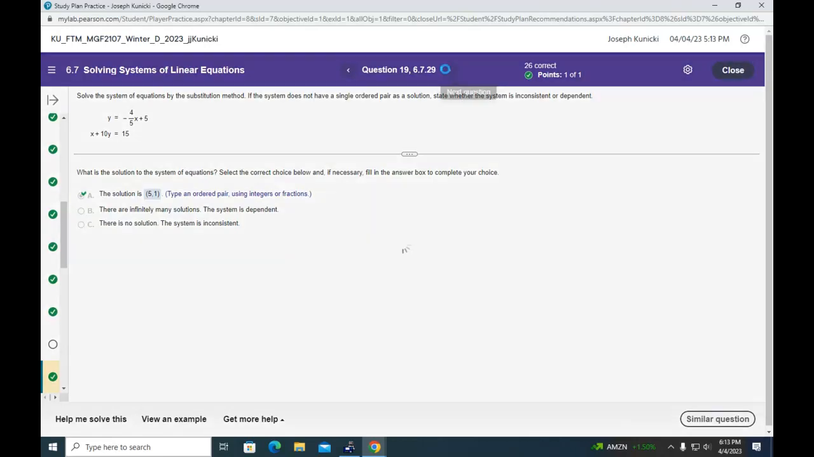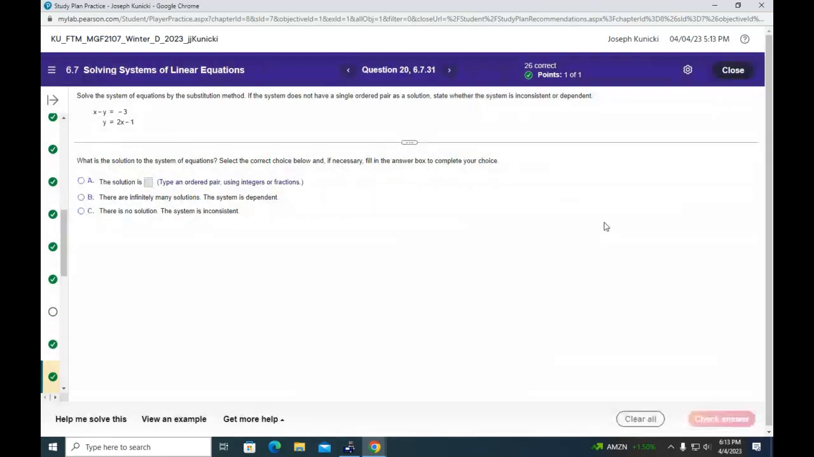Let's see, 31. I'm going to do a few of these. See, this one's set up for substitution again. Can you see it? The second equation says y equals, so it's already set up for me. I don't have to do any manipulation. So I have x minus y equals -3. Then I have y equals 2x minus 1.